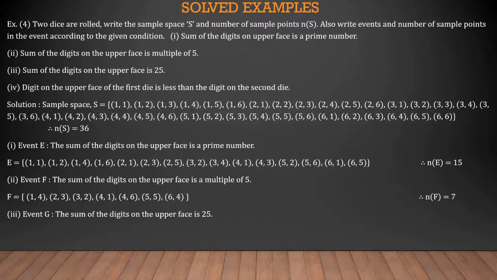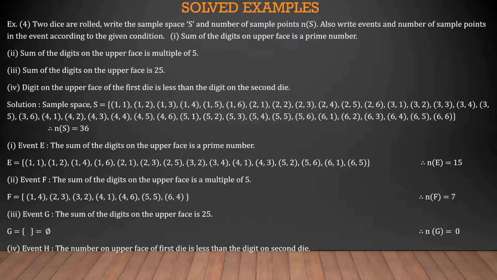Next is event G. The sum of the digits on the upper face is 25. So G is an empty set because we don't find any sum of the digits on the upper face which is 25. So G is an empty set which is denoted like this. N of G, or the number of sample points in event G, is 0. So we have N of G as 0.